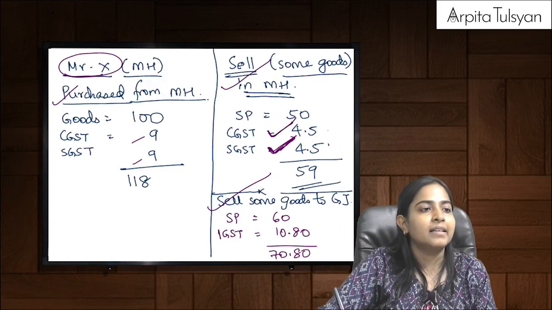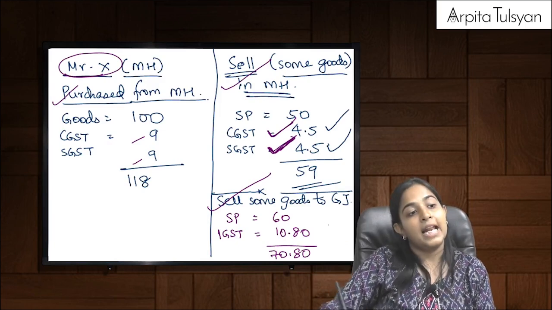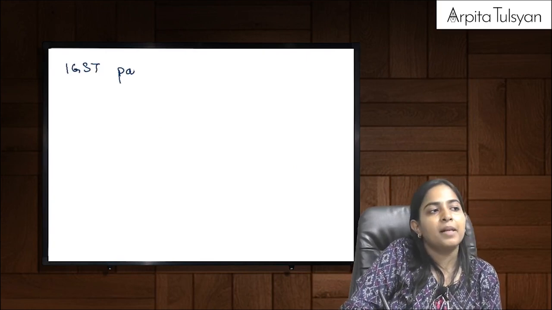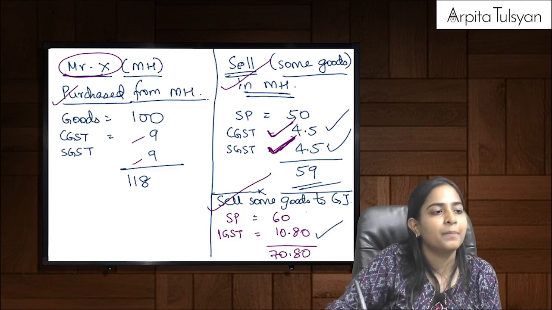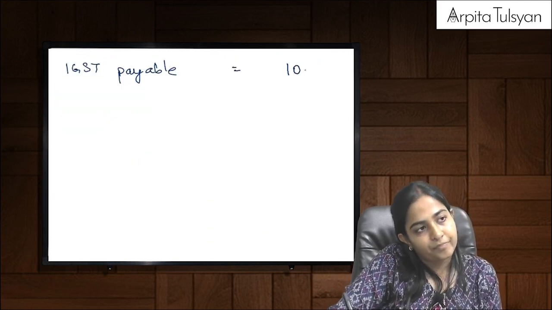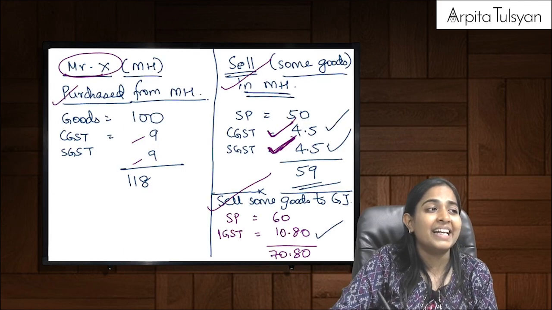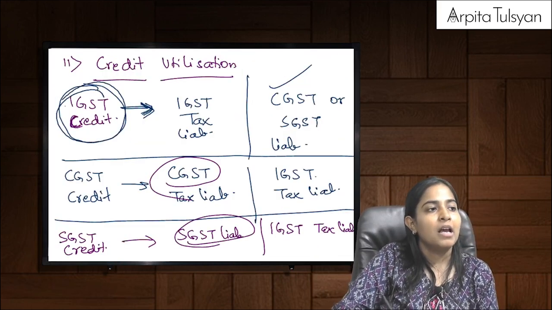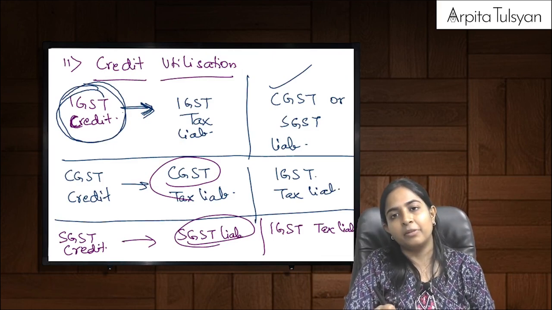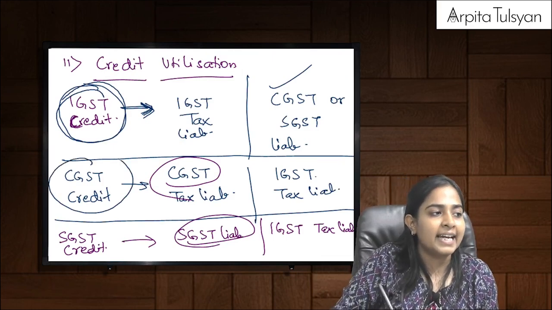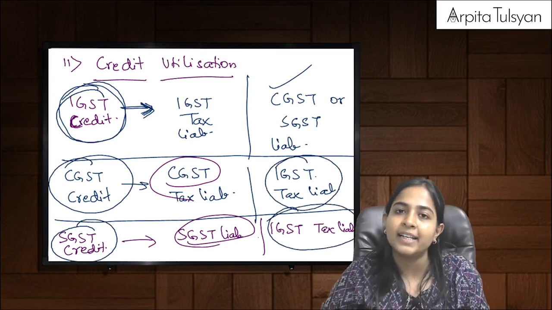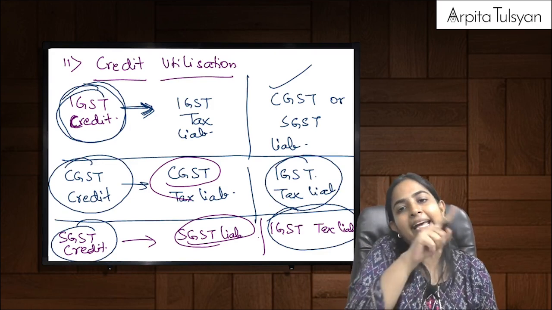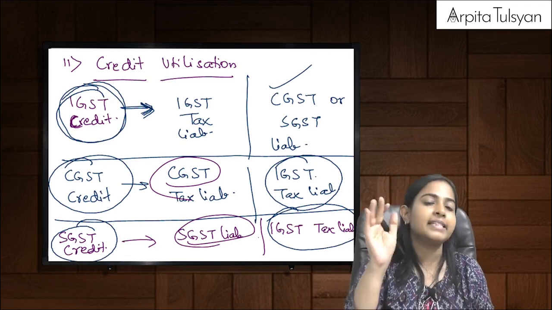Now, can we say this is paid and even this is paid? Now, I am also supposed to pay IGST. How much was my IGST payable? That was 10.8. Do I have IGST credit available with me? No. If I don't have any IGST credit available with me, can I use CGST and SGST credit available for IGST liability? Yes. What cannot be used against what? CGST against SGST and SGST against CGST. That cannot be used. Rest everything is allowed.